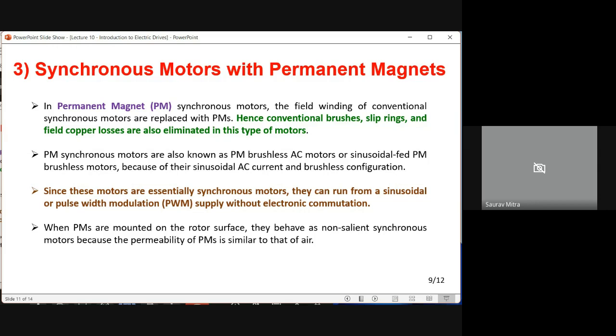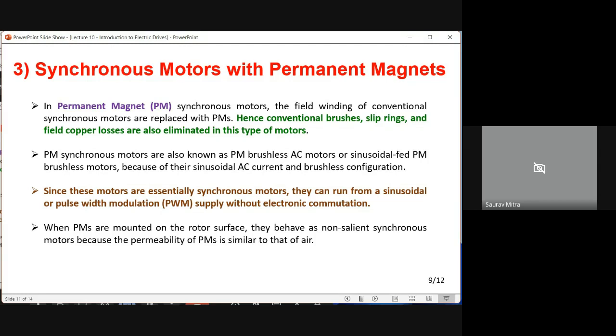PM synchronous motors, PMSM, as I told you, are also known as PM brushless AC motors or sinusoidal-fed PM brushless motors because of their sinusoidal AC current and brushless configuration. All different types of losses are minimized in PMSM and efficiency increases. The brush loss, commutator loss and field loss are all minimized in PMSM. Since these motors are essentially synchronous motors, they can run from a sinusoidal or pulse width modulation supply without electronic commutation. So PWM is required, and another circuit is required to generate the PWM, which will be the input to this PMSM.